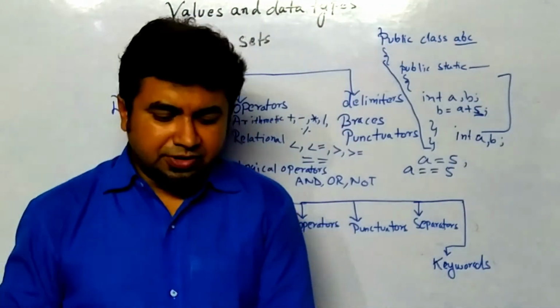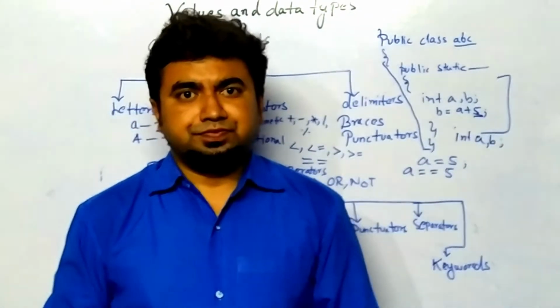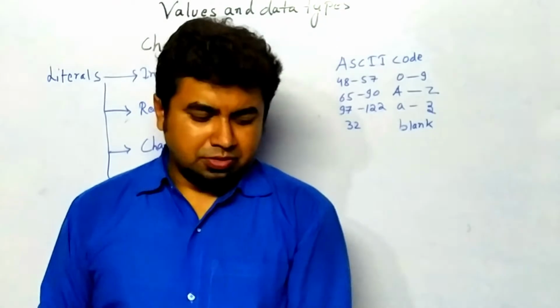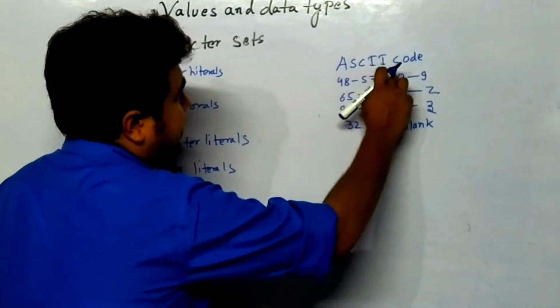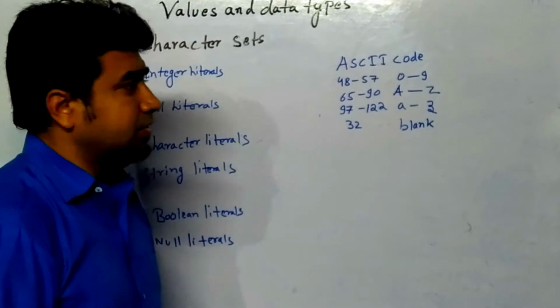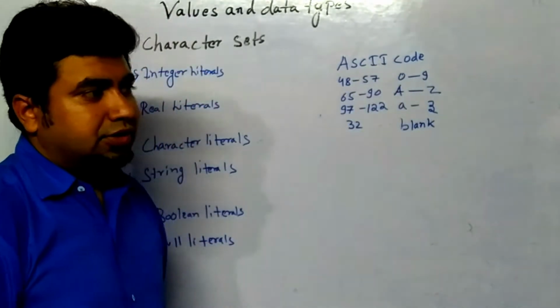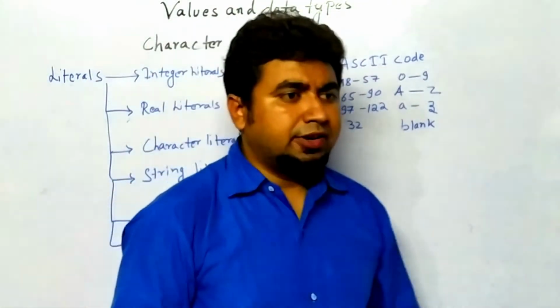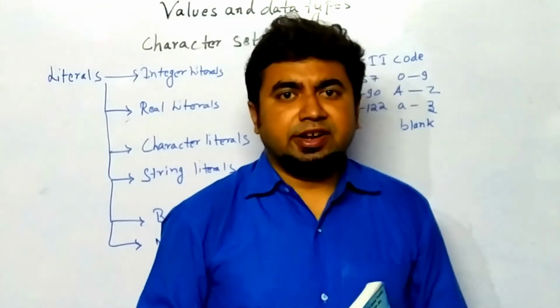So now I will be discussing the other part, that is ASCII value. Okay. Now, as I told, we will be explaining ASCII code. ASCII code is American Standard Code for Information Interchange. This is basically, as you know, that computer memory does not understand any character.